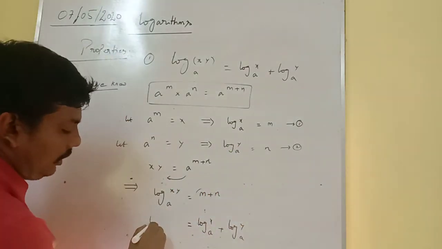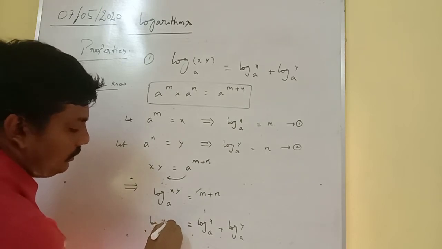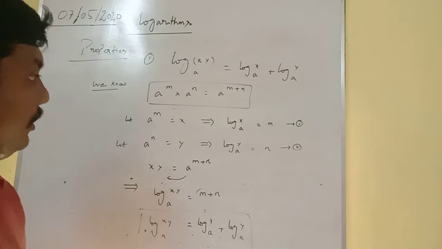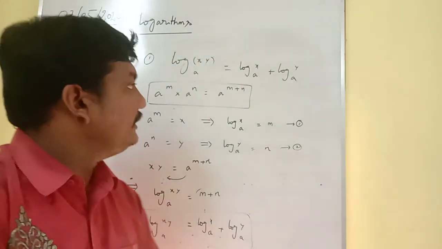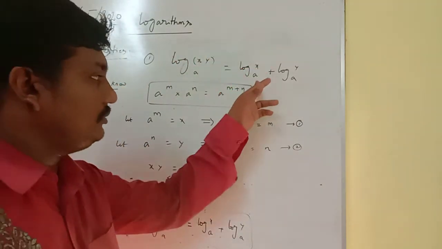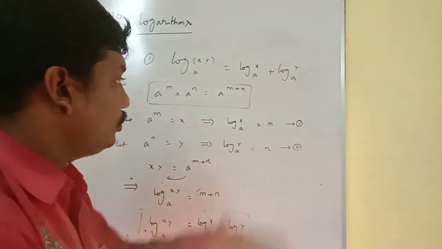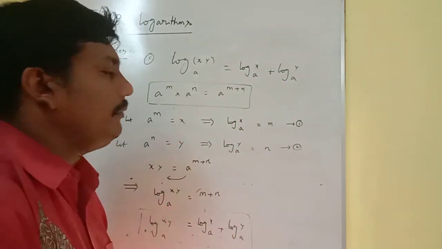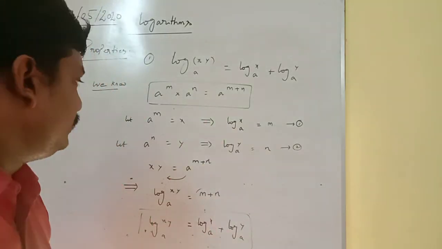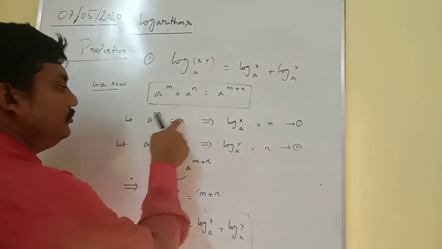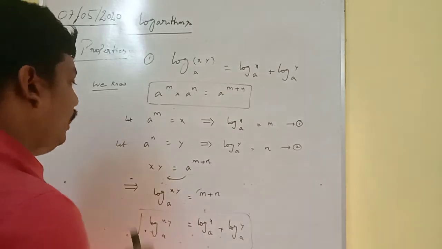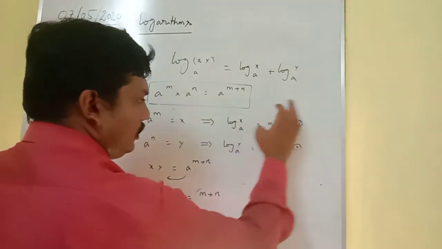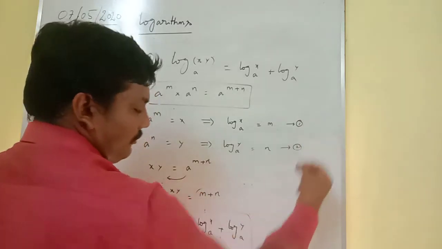Now what is the LHS side? Log xy to the base a. This is the formula we proved. So logarithm of xy to the base a can be calculated as log x base a plus log y base a. So to prove this property, we have to know a power m into a power n is equal to a power m plus n formula. Then a power m is equal to x and a power n is equal to y.